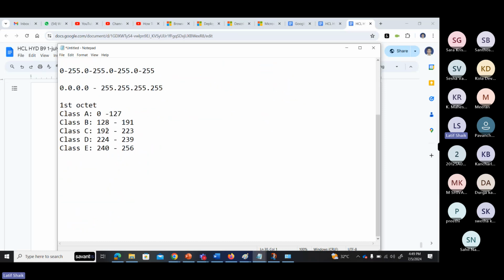So it is based on the first octet only. For example, I'm typing an IP address 54.9.100.240. The first octet is 54. Where is the 54? Between 0 to 127. So this IP address is a Class A IP address.